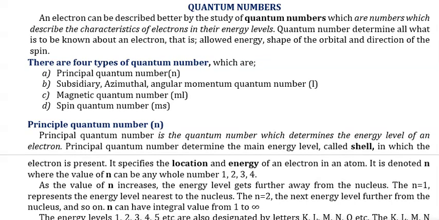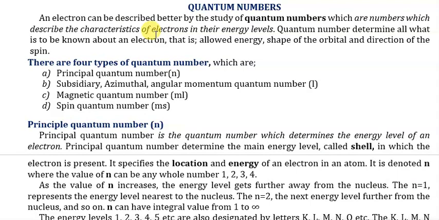As we said, quantum numbers are the numbers which describe the properties of atomic orbitals. We have four categories of quantum numbers: principal quantum number, subsidiary (sometimes known as azimuthal, or angular momentum) quantum number, then the magnetic quantum number and the spin quantum number. So an electron can be described better by the study of quantum numbers, which describe the characteristics of an electron in the energy level.